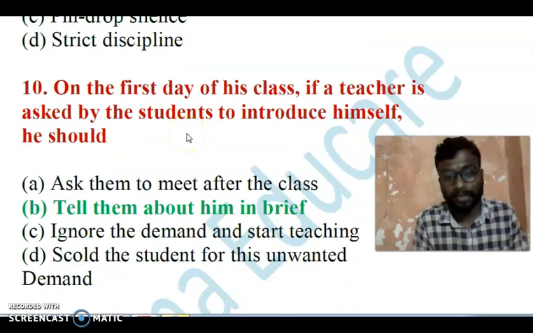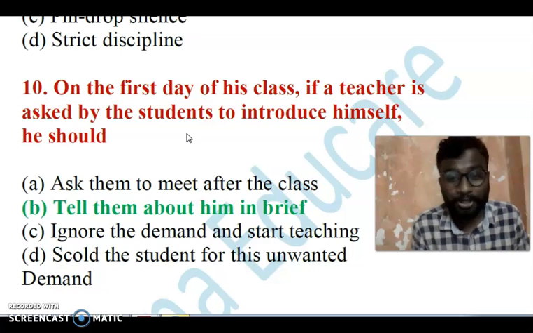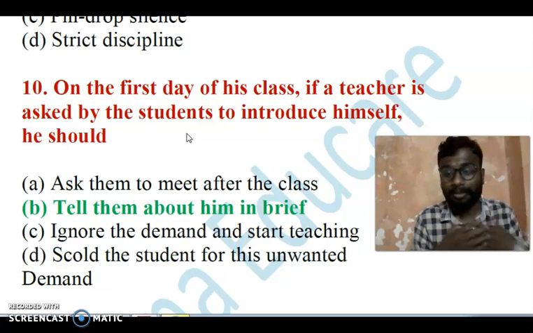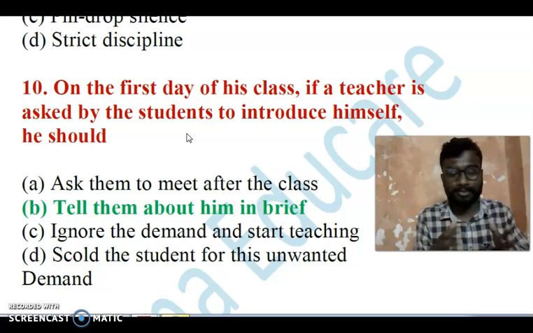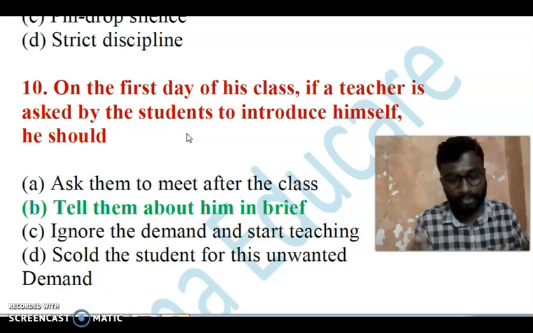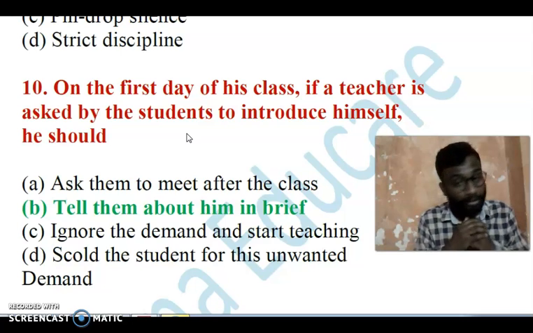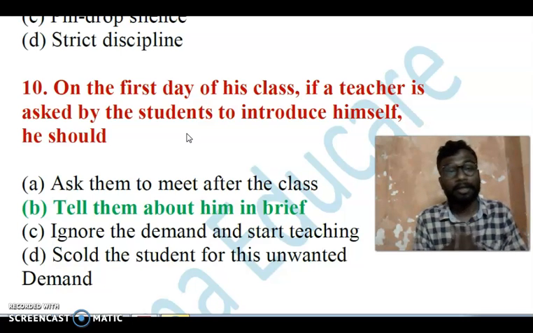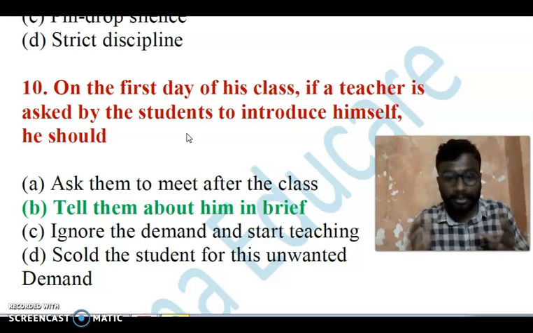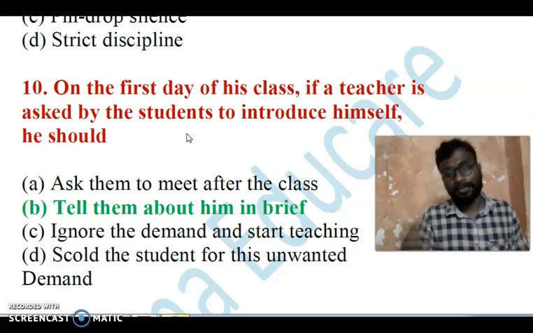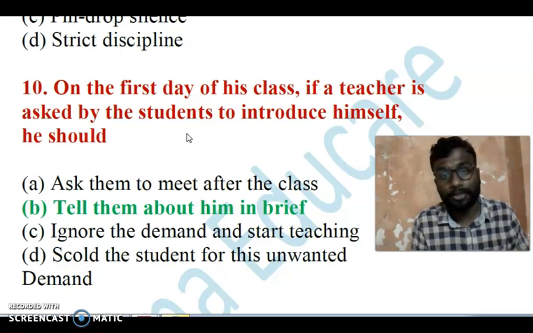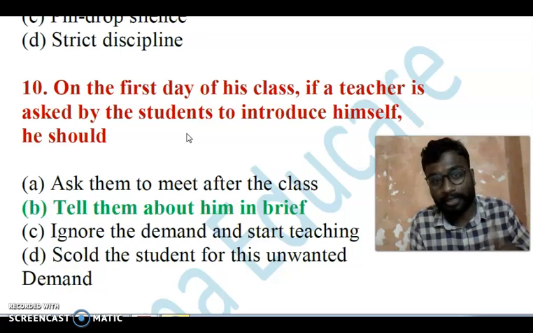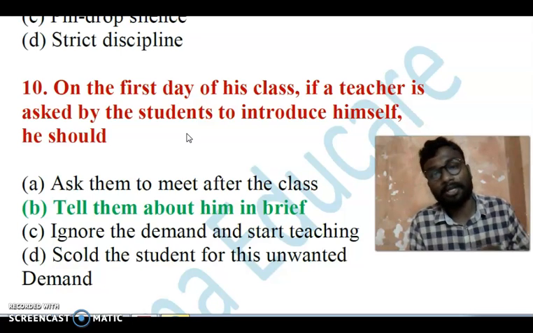On the first day of his class, the teacher is asked by the students to introduce himself. What should he or she do? He or she should tell them about himself in brief, not too complex, not too short, not too large. He should not ignore or skip it. Since it is new to the students, on the very first day the teacher should say something to the students, so there is a chance of creating some impression of the teacher among the students.